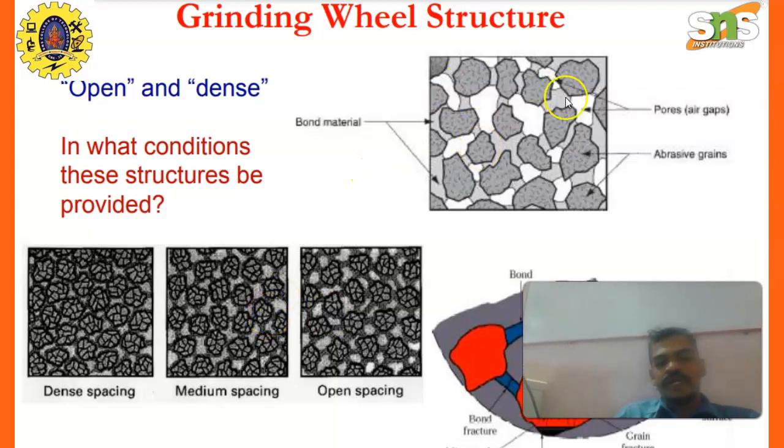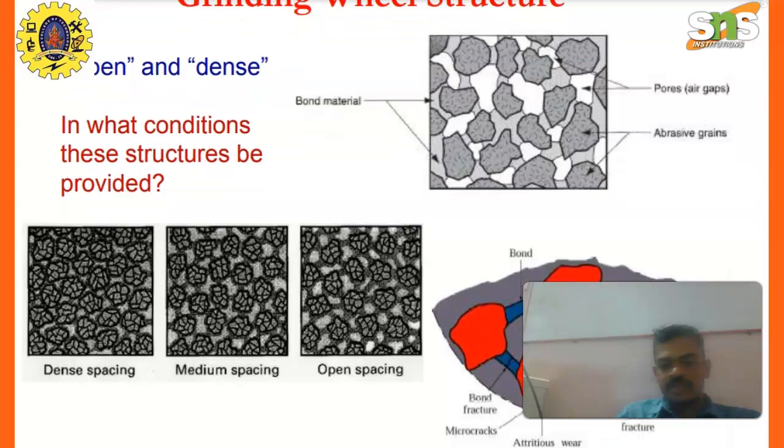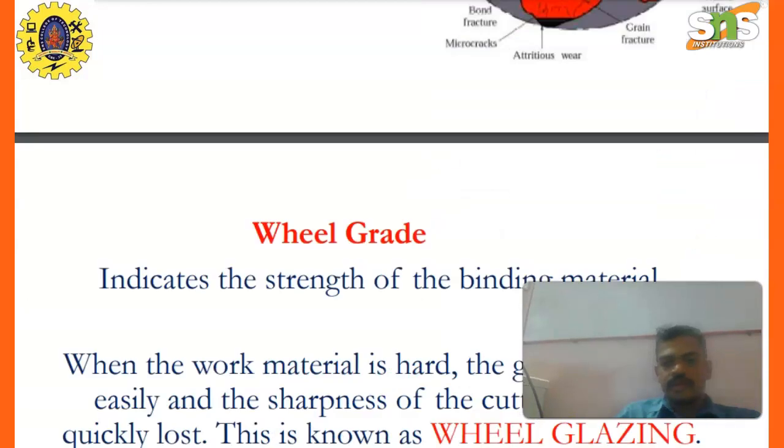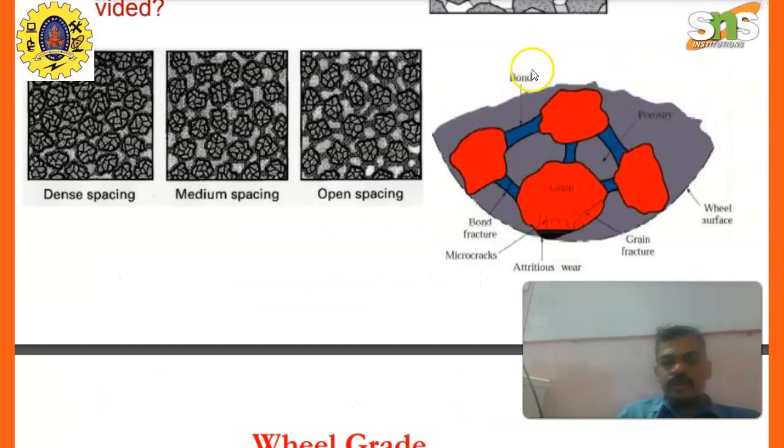This is the bond material, air gaps in white color, and abrasive grains in gray color. This is a bonding surface. Different types of bonds, bond fracture, grain size. This is the bond porosity mentioned here. This is the grain size. This is a bonding fracture between the two bonds. These are micro cracks, highlighted in red color.